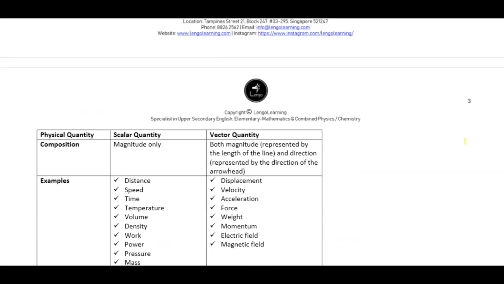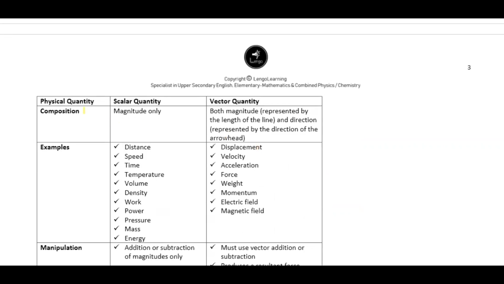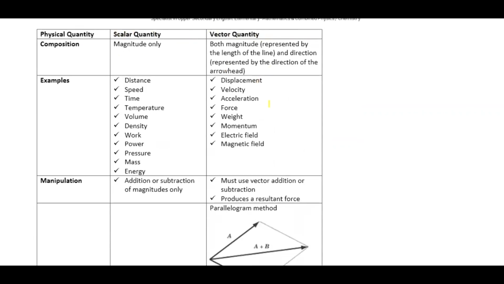Okay, so now we'll just talk about what are scalar quantities and vector quantities. A scalar quantity is something that only has a magnitude, but a vector quantity has both magnitude and a direction.